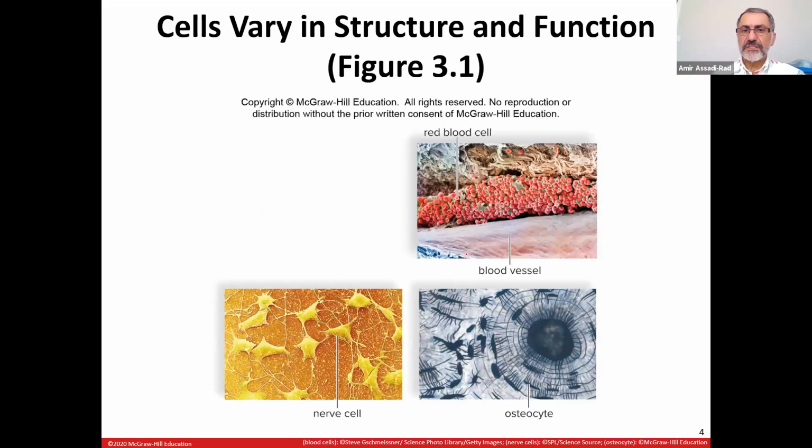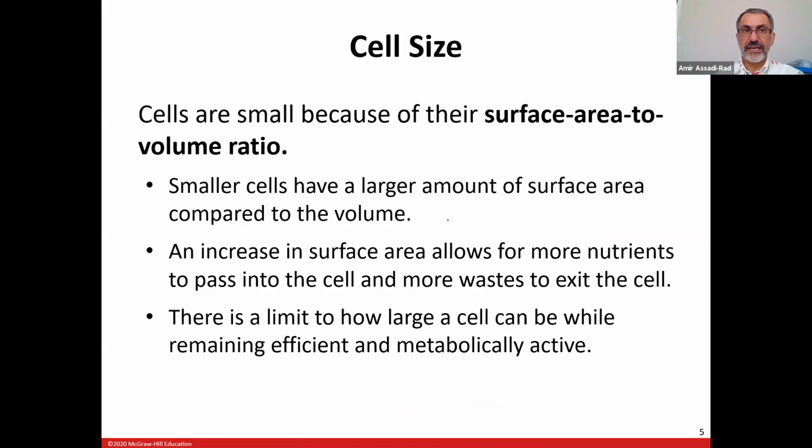So the cells come in different shapes. For example, our nerve cells look like a star, and the neuron cells look like a spider, and the red blood cells are round, but most generally in living organisms, the cells are round. Animal cells are round, and plant cells are rectangular, cubical, or something like that.